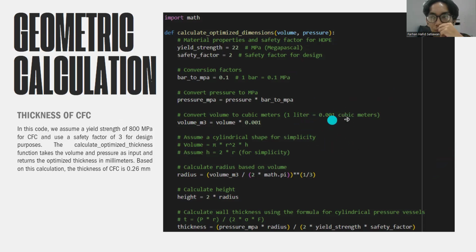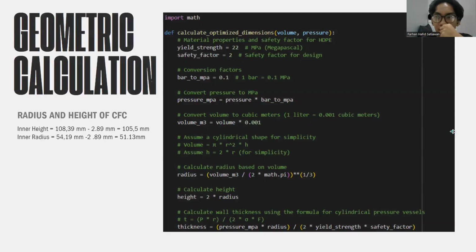Okay, I think I put some wrong code. Before the video ends, I'm going to show our code and the geometry calculations. Okay, sorry for the interruption.